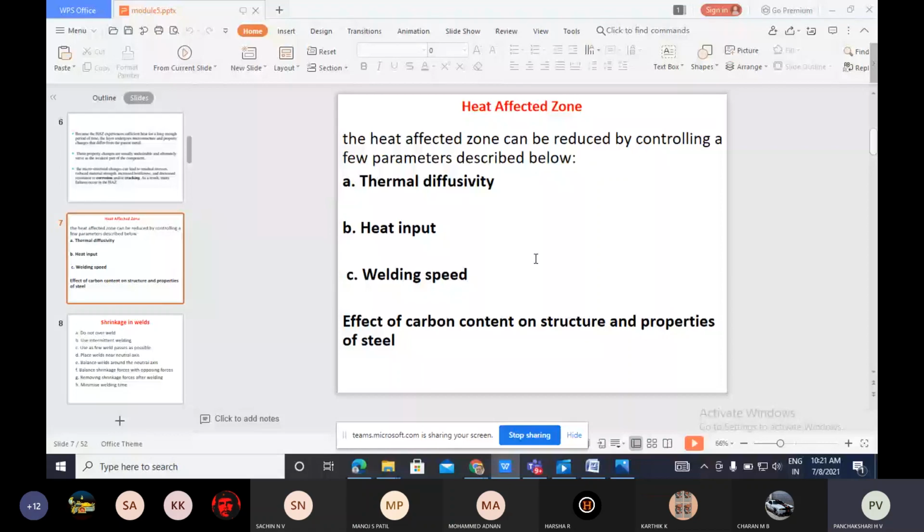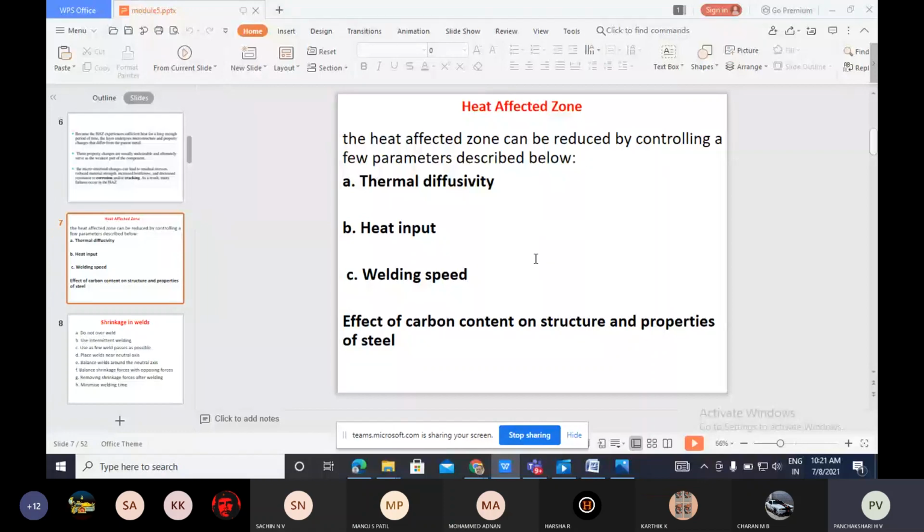Speed of welding is also important. Sometimes we follow improper speed. If the welding speed is very high, severely high, then what happens? Proper welding is not deposited. The thickness of the weld metal is not sufficiently deposited.